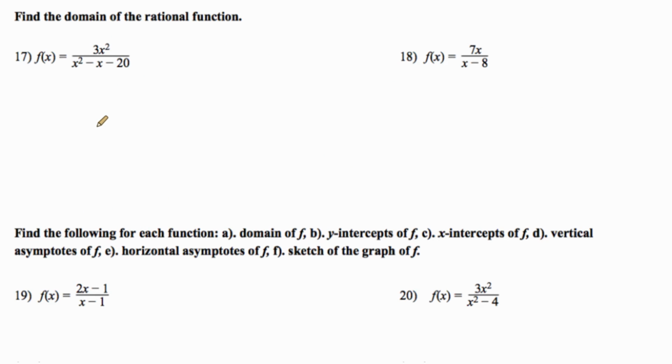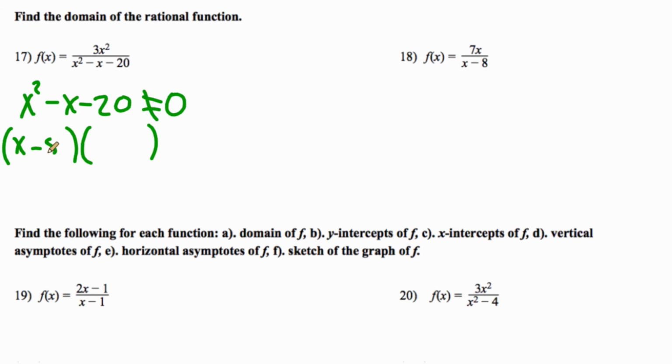For 17 and 18, we're looking at finding the domain of the rational function. When we're dealing with a fraction, remember the bottom of a fraction cannot be 0. So for number 17, I would take the denominator of the fraction, the x squared minus x minus 20, and say that cannot equal 0. The left-hand side's a quadratic, so we can factor that out. It'll be x minus 5 and x plus 4.